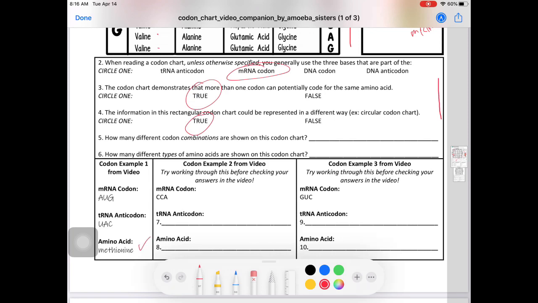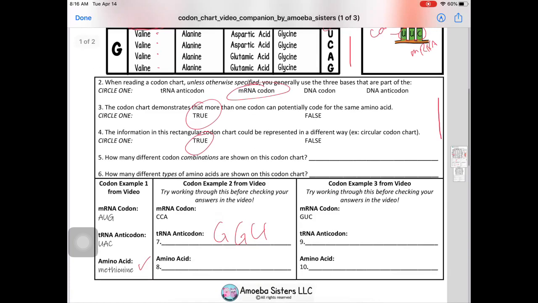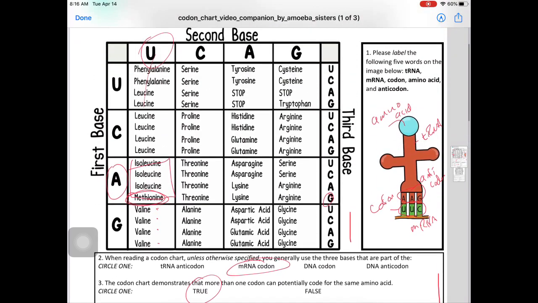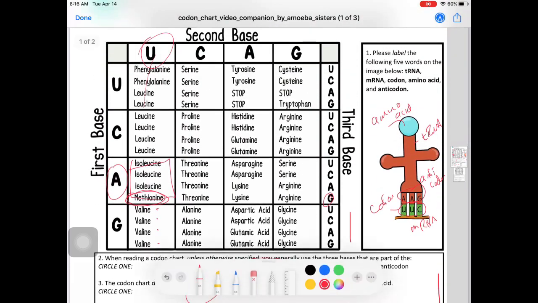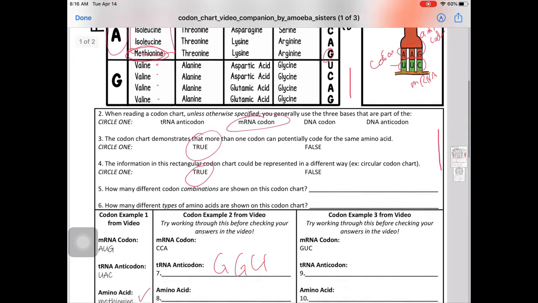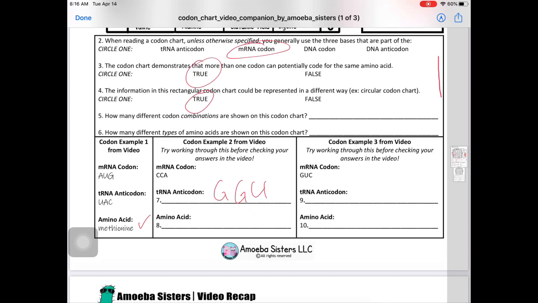And so that's what they've done here in this example. All right, so if I have the messenger RNA CCA, well, what pairs with C? G, what pairs with C? G, and then there is no T in RNA, so GGU. For the amino acid, I'm going back to the chart and I'm going to look up CCA. So I start at C, that's number 1. This other C is number 2. And then down here, A is number 3. And that's going to give me proline. So I'm just going to abbreviate that PRO.